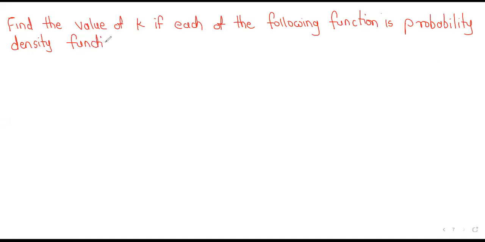So first is f of x is equal to k into (x minus 1) cube, for 1 is less than or equal to x, less than or equal to 3. So we have given this function is a probability density function and we have to find the value of k.